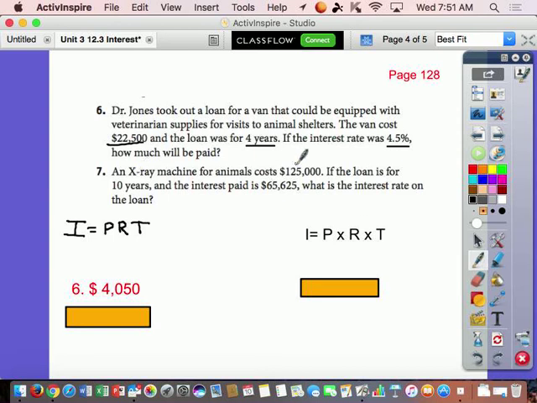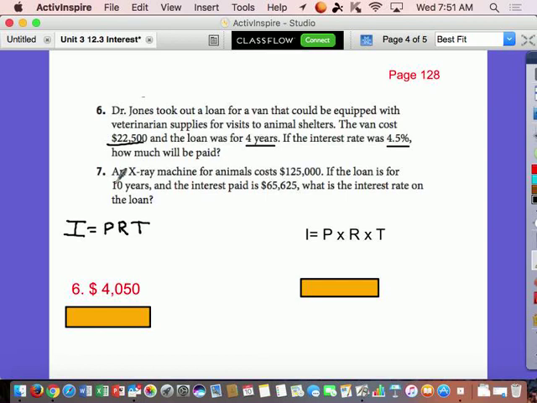Now, number 7 is a little bit trickier. An X-ray machine for animals costs this much. The loan is for 10 years, and they tell you the interest. That's why I say to write the formula down every time, because all you have to do is write the numbers underneath where you need them. So we know the interest for this one. We got our equal sign. We know the principal. The principal is $125,000. We don't know the interest rate, so we're just going to leave that R. But we do know the time. It's 10 years.